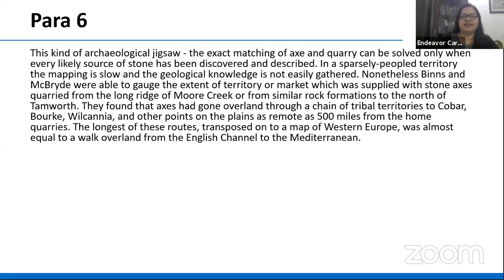Para 6, spend a minute on this, please, quickly. Spend a minute on reading Para 6. Just a minute.